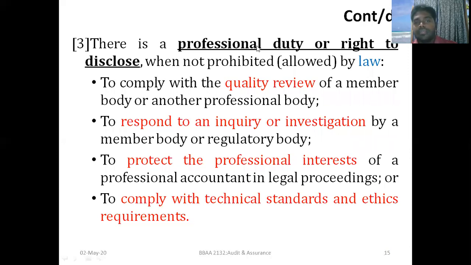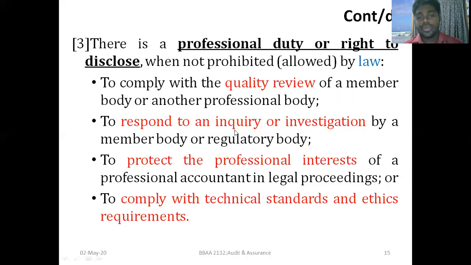The third one says there is a professional duty or right to disclose when not prohibited by law. Third example: there is a professional duty or right to disclose when that is not prohibited by law. What are those situations? To comply with the quality review of a member body or another professional body. From time to time, CA Sri Lanka does a quality review process. Sometimes that body requires the auditor to disclose some information, and they can disclose it because there is a professional duty or right to disclose. At that time the law also does not prohibit disclosure.